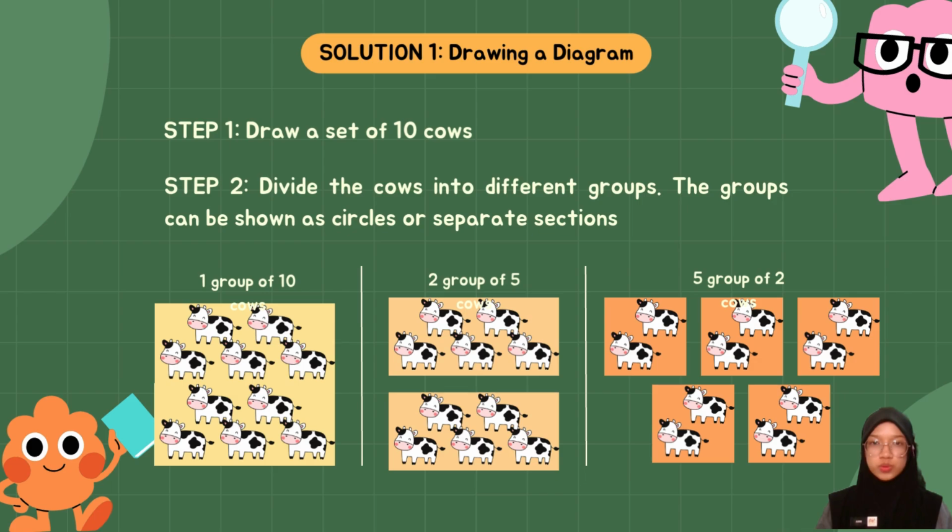Okay, next we will use solution 1, which is drawing a diagram. So step 1, we draw a set of 10 cows. Step 2, we divide the cows into different groups. The groups can be shown as circles or separate sections. So in this slide, we have one group of 10 cows. Next, we have two groups of 5 cows. And the last one, we have 5 groups of 2 cows.